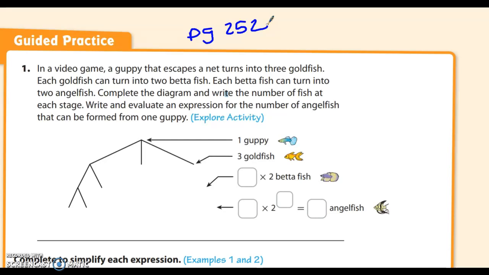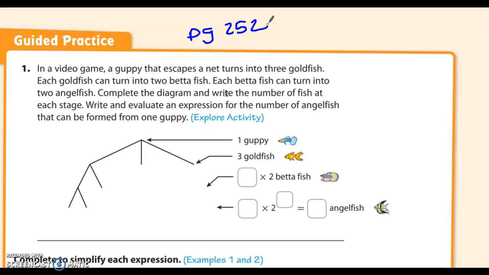In a video game, a guppy that escapes a net turns into 3 goldfish. Each goldfish can turn into 2 betta fish. Each betta fish can turn into 2 angelfish. Complete the diagram and write the number of fish at each stage. Write and evaluate an expression for the number of angelfish that can be formed from one guppy.